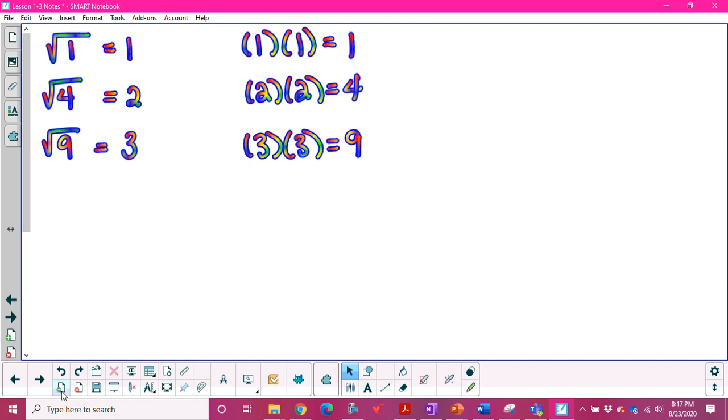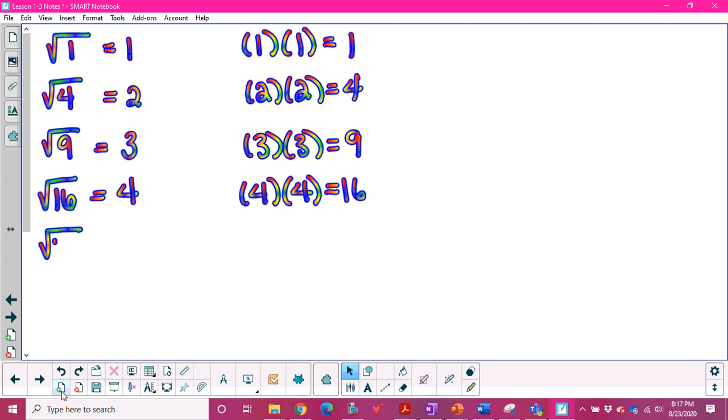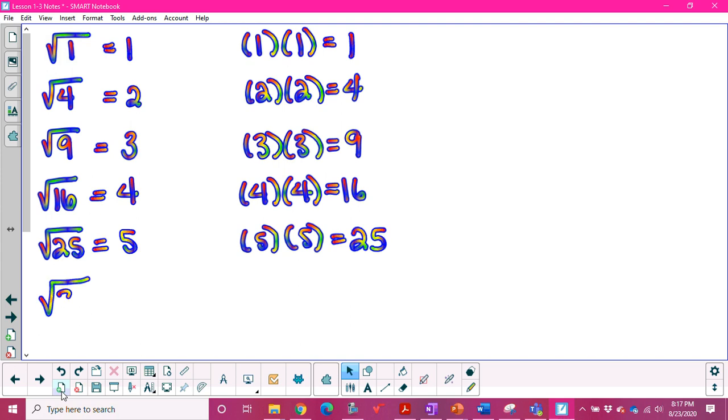The next one that we have is 16, and the square root of 16 is 4 because 4 times 4 is 16. The next one would be 25, and the square root of 25 is 5 because 5 times 5 is 25. And the square root of 36 is 6 because 6 times 6 is 36.